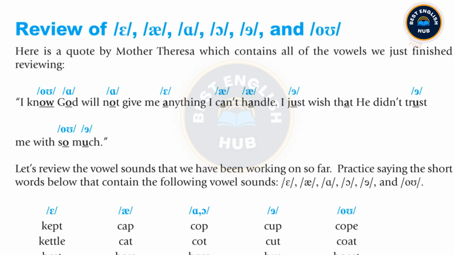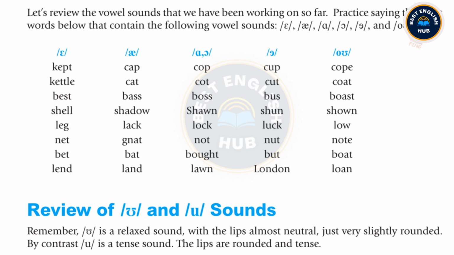Let's review the vowel sounds that we have been working on so far. Practice saying the following short words that contain the following vowel sounds: e, a, and o.